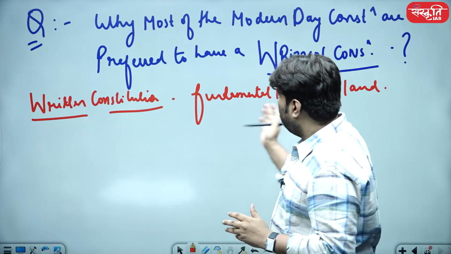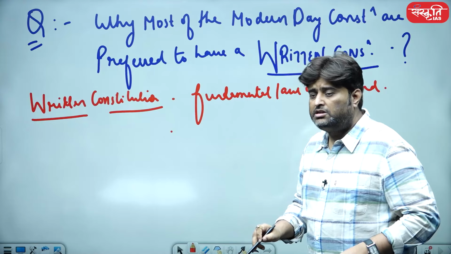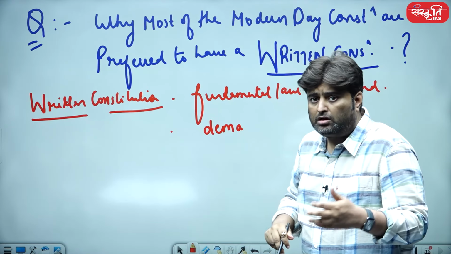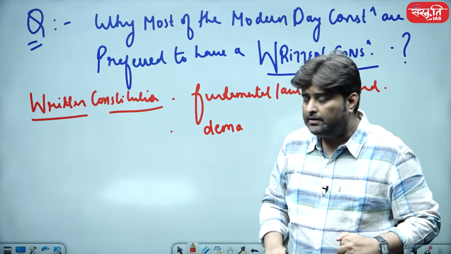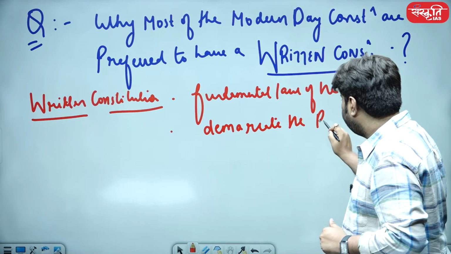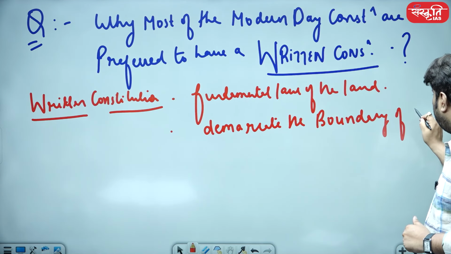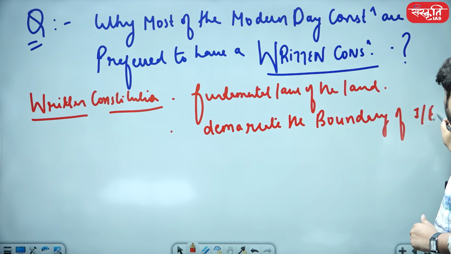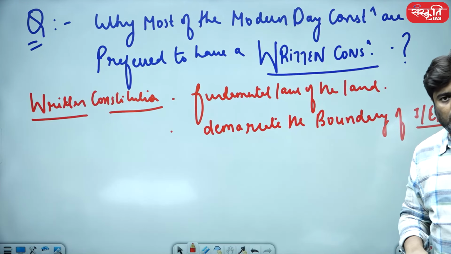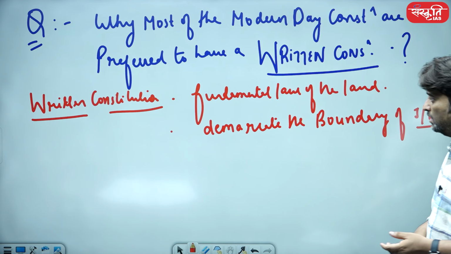And not only that, the best part about a written constitution is it demarcates the boundary of every institution. Because a constitution means the doctrine of limited government. So it demarcates the boundary of judiciary, executive and legislature. Or if you do not want to write these terms, you can also write it demarcates the boundary of every other democratic institution.